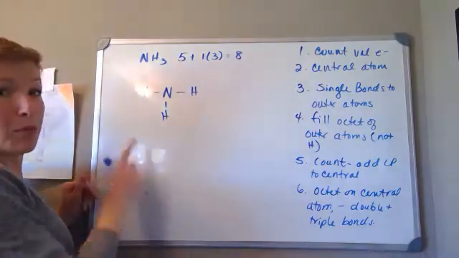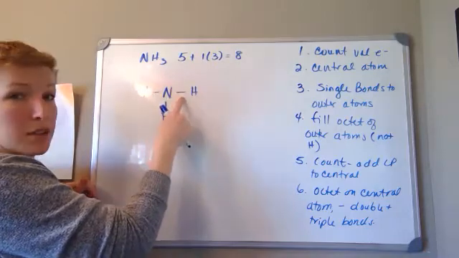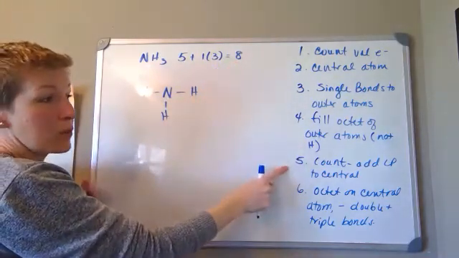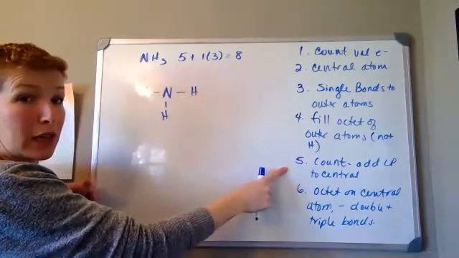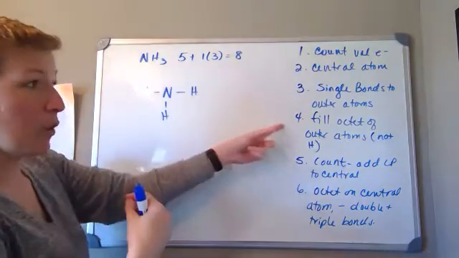Now we're going to count. Remember, every line counts for 2 electrons. So 2, 4, 6. Well, crap, we're supposed to have 8. So what do we do? We count. If you don't have what you need, the only way to add that is to add a lone pair, right? We don't fill the octet, right?